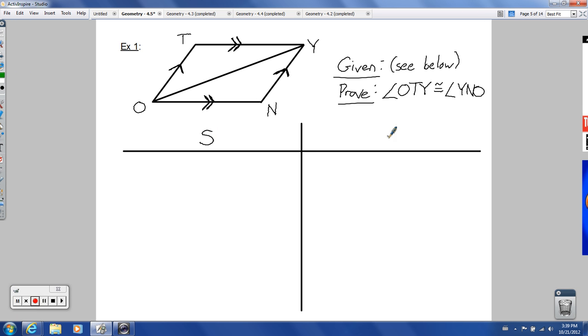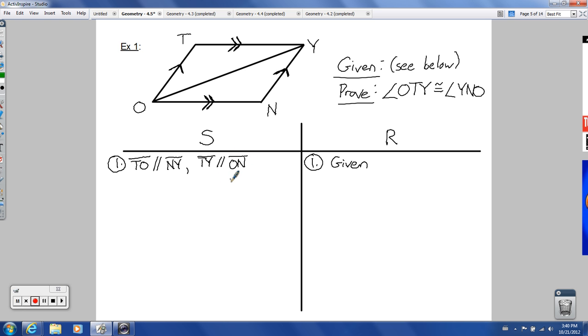Here's statements, here's reasons. Let's start filling it in. So step one, what do we start with? The given. Write down given. What is given? So what's given in the picture, first of all? What did I tell you was true in the picture? Let's start with that. I said that segment TO was parallel to segment NY. And I also said, you can see up here, that TY is parallel to ON. TY parallel to ON.